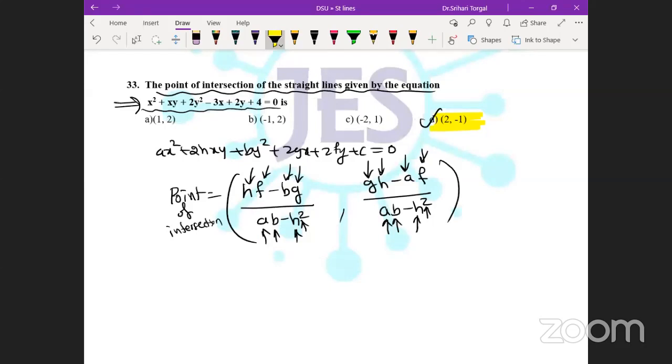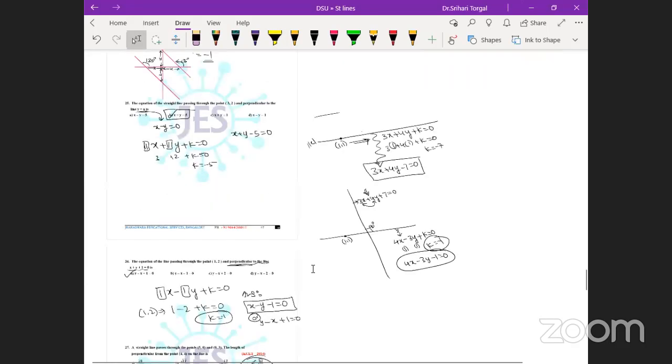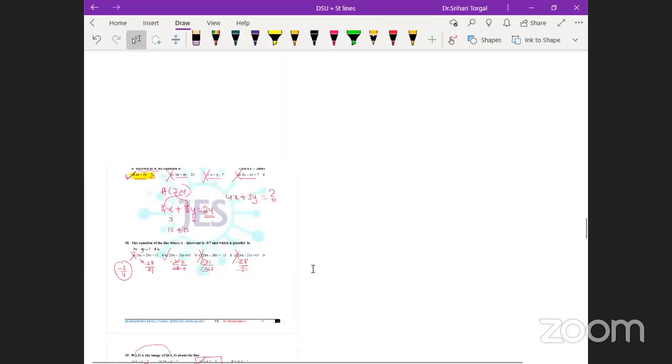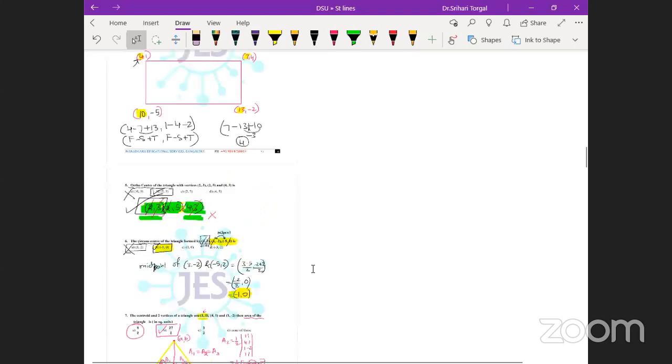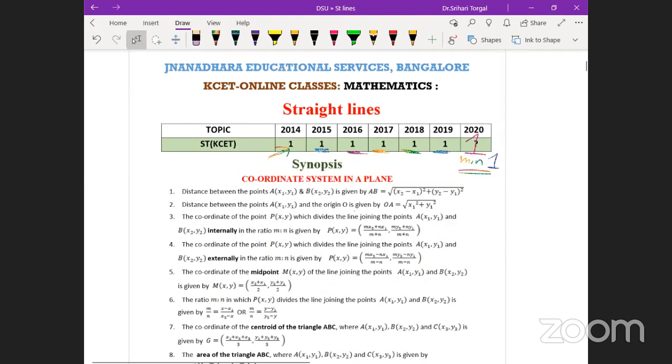This is all for today's class. We have solved all the questions in straight lines. And I hope you enjoyed the class. If there is any feedback you want to give, you can give it now.